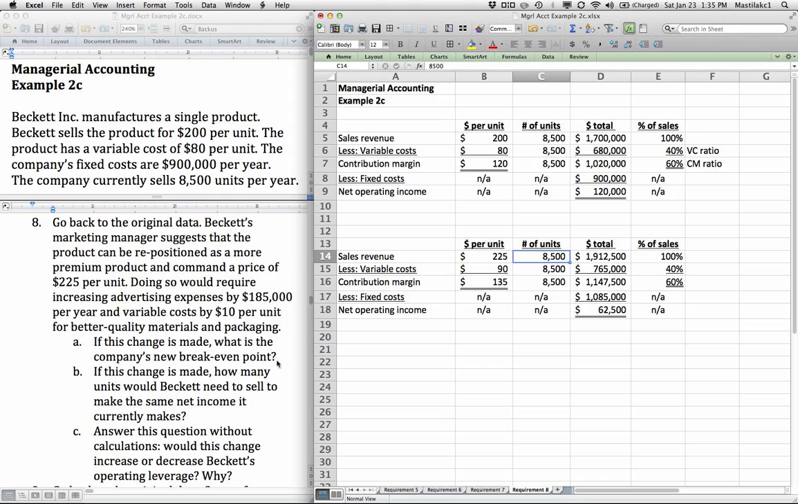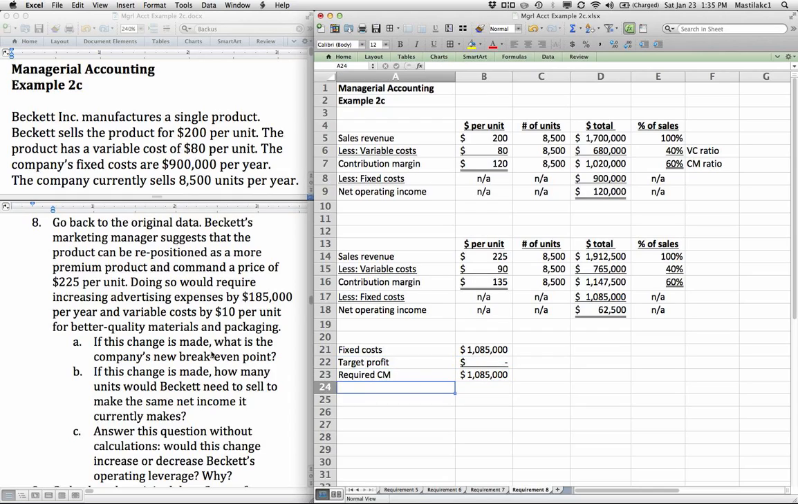If this change is made, what is the company's new break-even point? So our new fixed costs are $1,085,000. I'll put in a target profit line item here. And the first thing I'll do is leave it at 0, because that's what it takes to break even. So our required contribution is going to be the sum of these two.